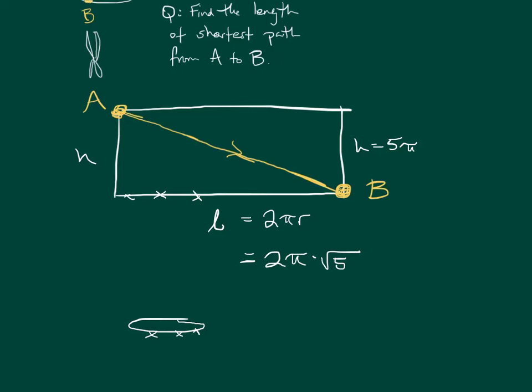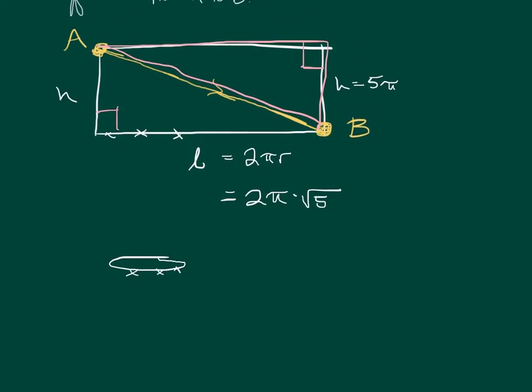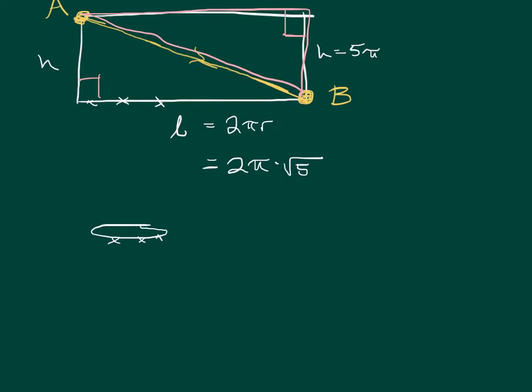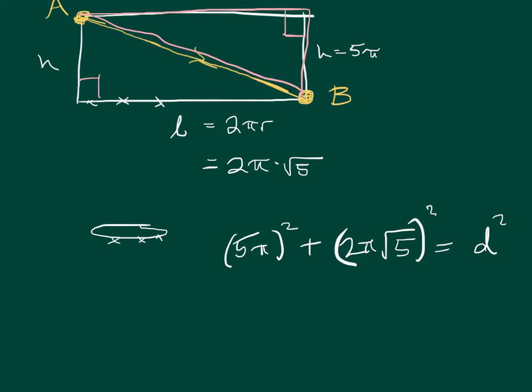Now, this is a problem for Pythagoras, right? Hi, Pythagoras. This triangle right here is a right triangle, and the other one is too; they're congruent, except flipped. The math we need then is 5 pi squared plus 2 pi root 5 squared equals the mystery distance squared. This would be 25 pi squared.